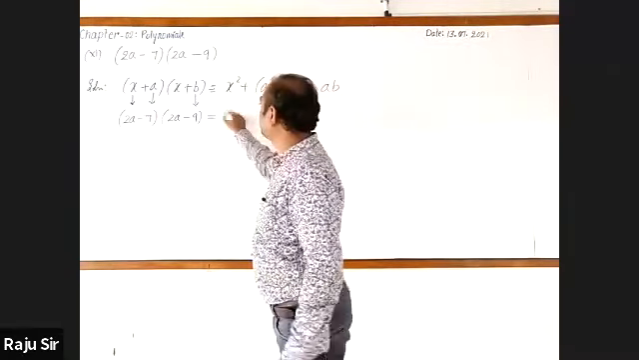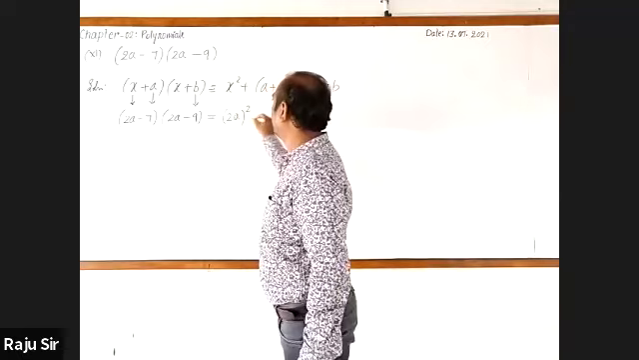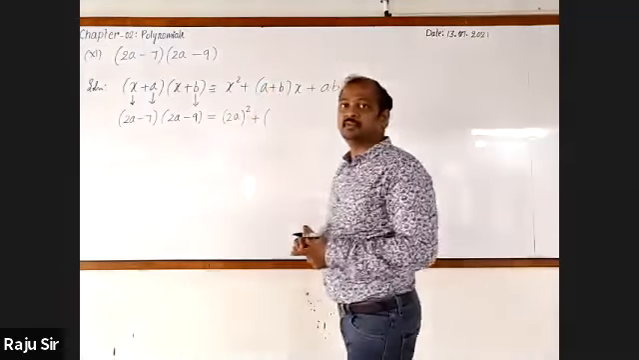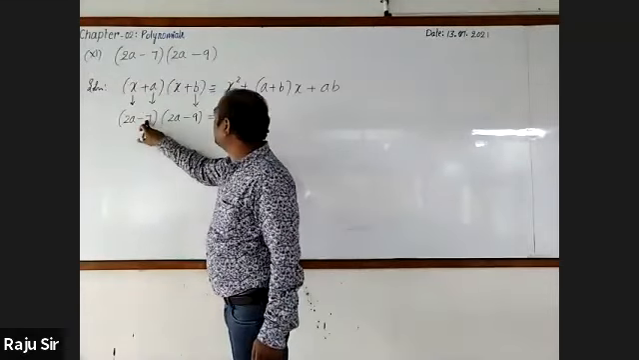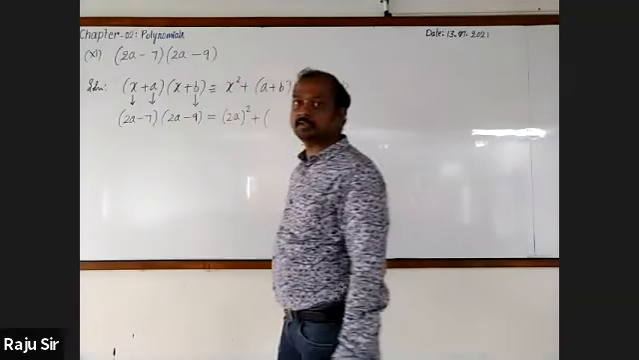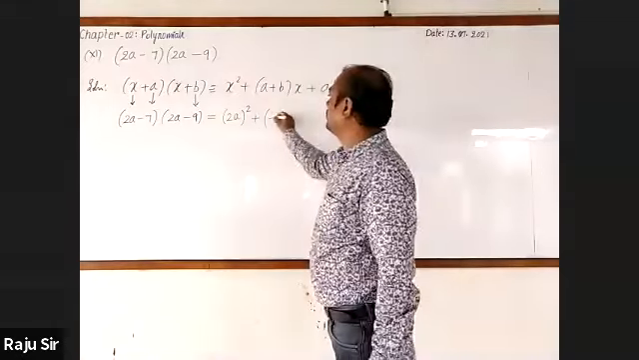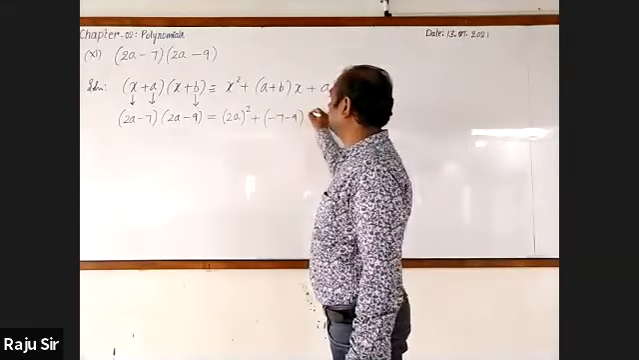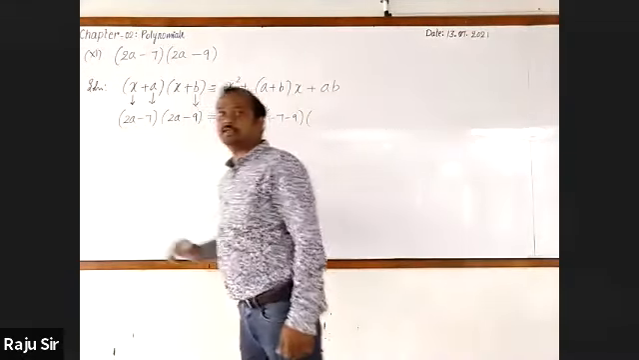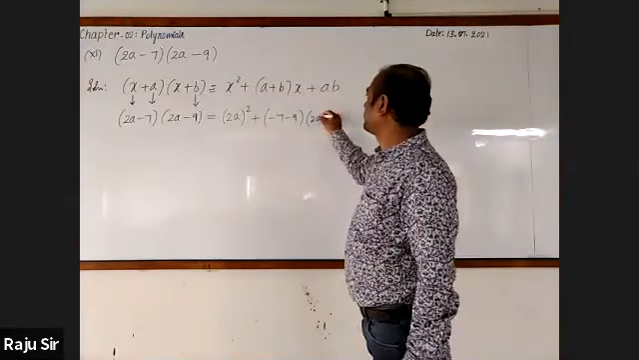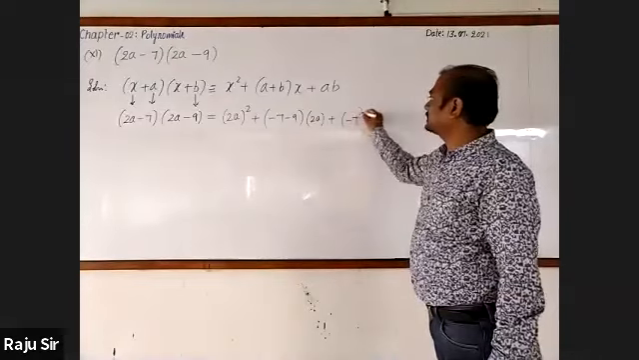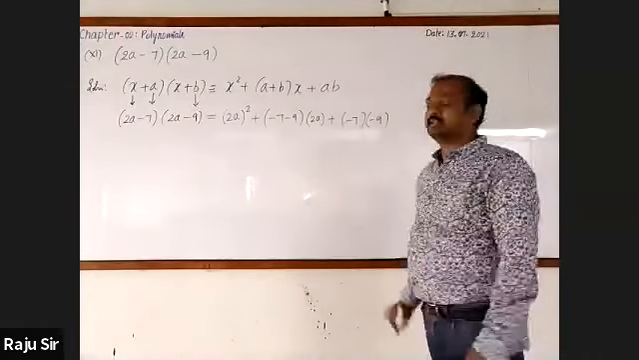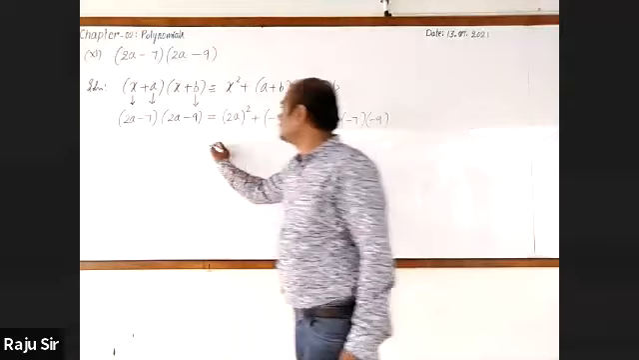Substitute. x is 2a. 2a whole square, plus half a plus b. a is minus 7, b is minus 9. Minus 7 minus 9, into x. x is 2a. Plus ab. a is minus 7 and b is minus 9. This is equal to.